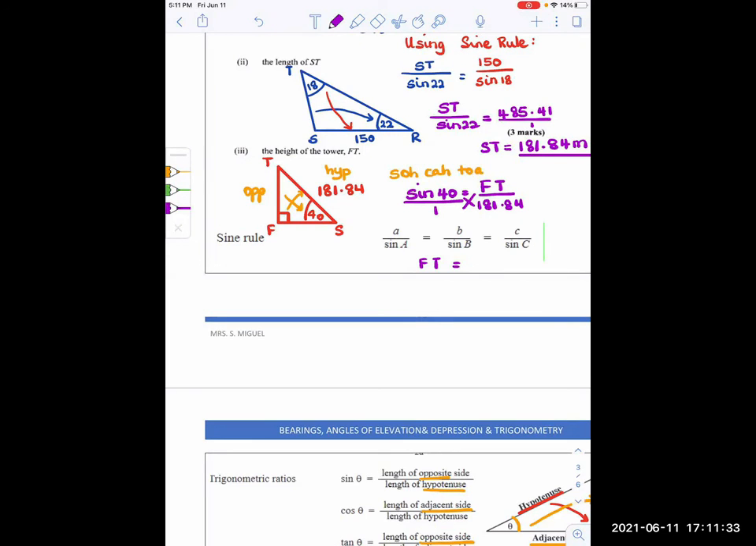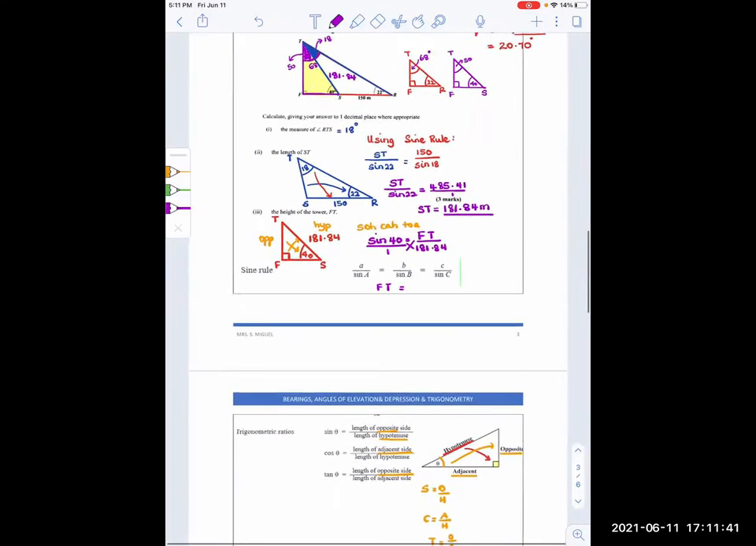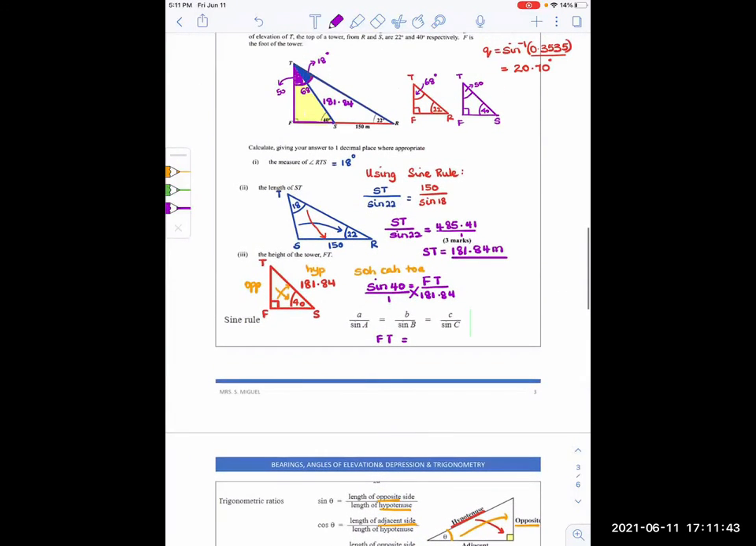Miss, if you use the sine rule, you'll get the same answer. Yes, you will get the same answer. But remember, if you use the sine rule to find FT, but it's a right angle triangle, so you could use the trig ratios. Yeah, miss, but if you forget one, you just use the sine rule, you'll get the same answer, right? You could try it and see.